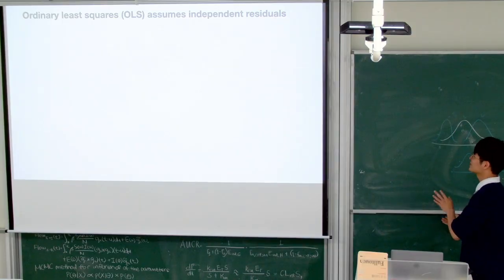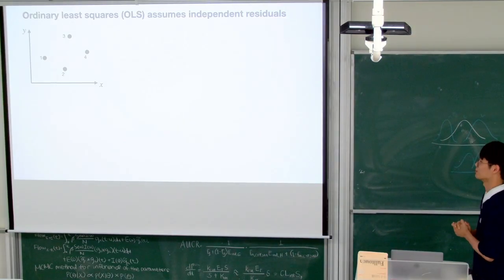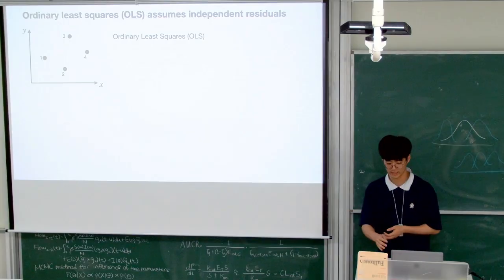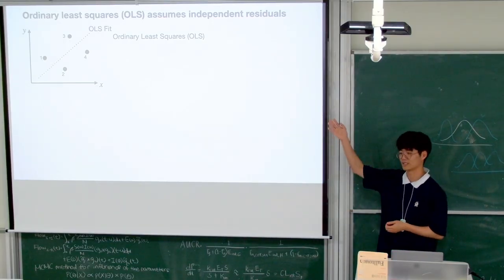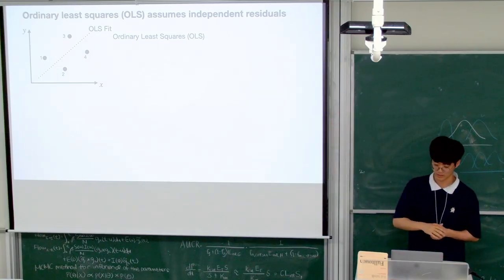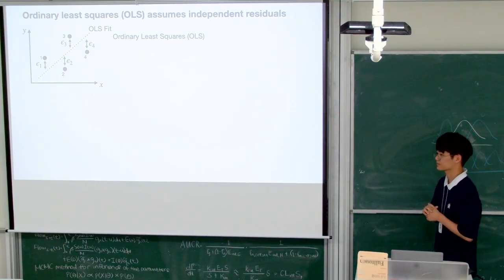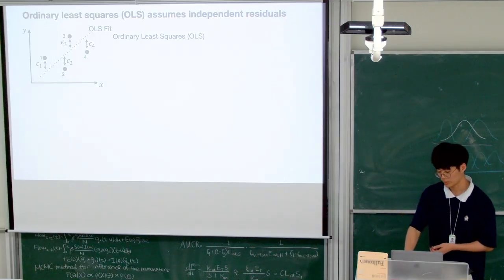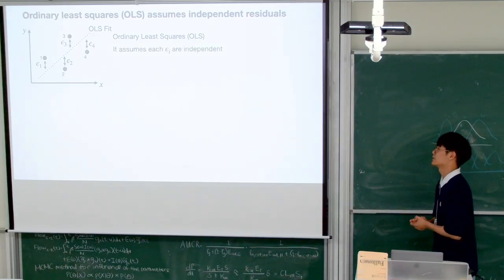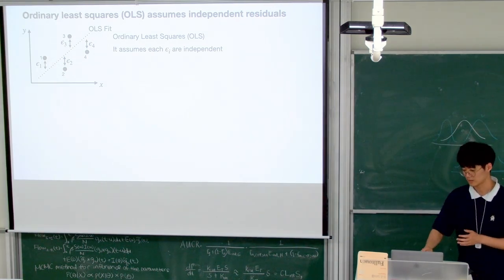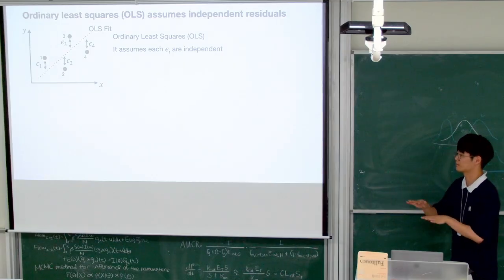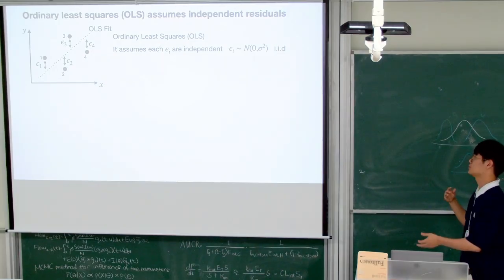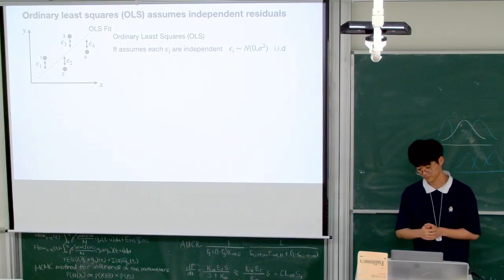So let's just go back to the ordinary least squares problem. When we consider this problem, we will find the best fit and you will find the residuals. And in that OLS model, we always assume that each error, epsilon i, is independent. That is really the only basis of that model. So we will assume they are from the same normal distribution and the IID condition.